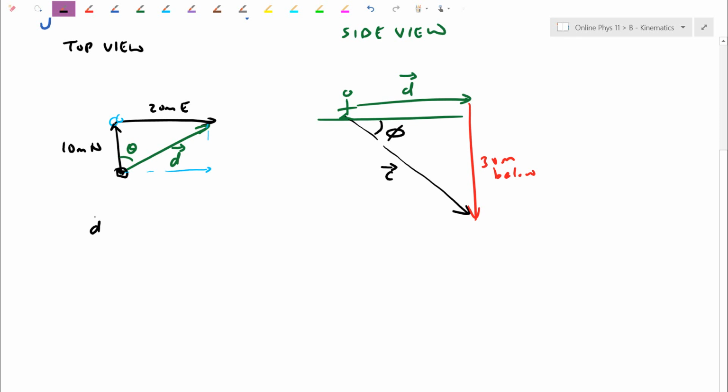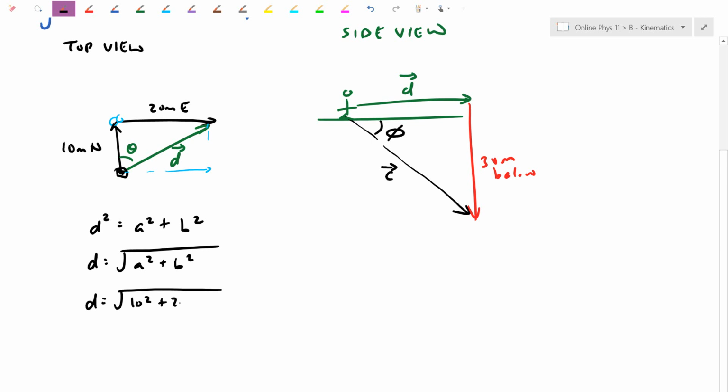The d is the hypotenuse side, so I could say d squared is equal to a squared plus b squared, right? And usually what we do is we actually already have solved it. D is the square root of a squared plus b squared. In this case, d is root 10 squared plus 20 squared. That's how you put the two directions back together, right? That's how right triangles really help us out here. I do that math and I get some 22.4 meters.